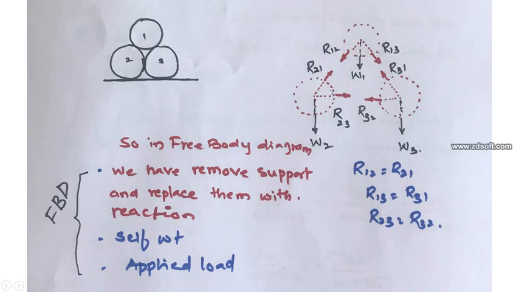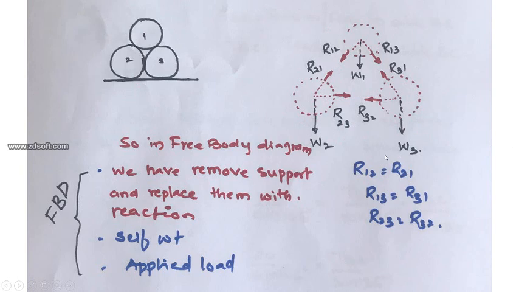Whereas in the second sphere there is a reaction produced by the second sphere on the third sphere, R23, then R21, then there's a self-weight. Here I have missed one more reaction, which is produced by the surface, so you'll get one more reaction over here, as well as here. So this is your free body diagram.